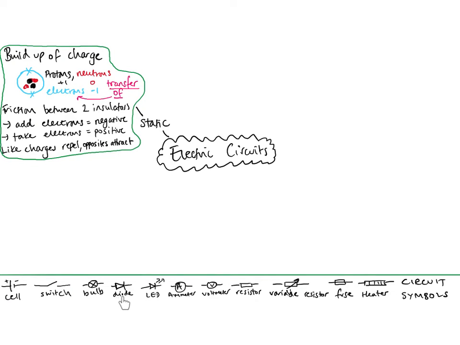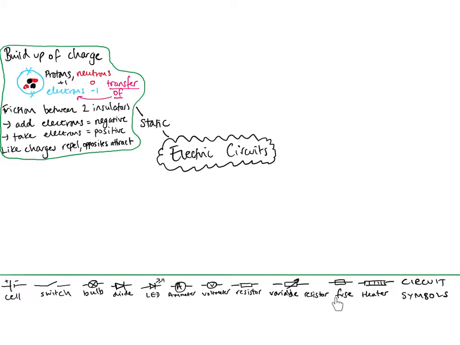A diode only allows electricity to flow in one direction, and in this case it's left to right, the direction of the arrow. An LED is a light emitting diode, so the arrows are moving away, so the light is being emitted. Here we have an ammeter that measures the current, and that goes in series. A voltmeter measures the potential difference, and that goes in parallel. A resistor prevents current from flowing as easily, it resists the electrons moving. A variable resistor with the arrow through it allows us to change the resistance. This one is fixed, it doesn't change.